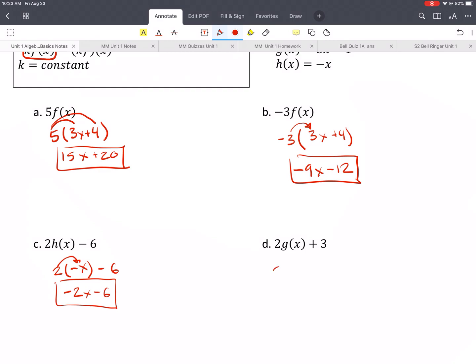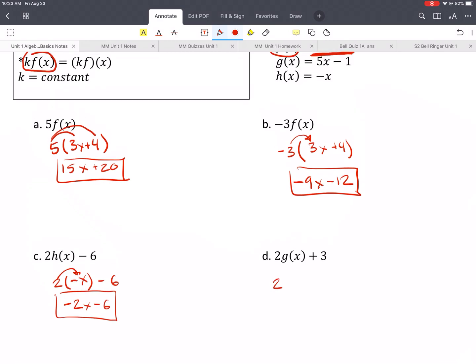Next one, we have 2 times g of x. Well, g of x is 5x minus 1 plus 3. We'll distribute: 10x minus 2 plus 3. Combine like terms, 10x plus 1.